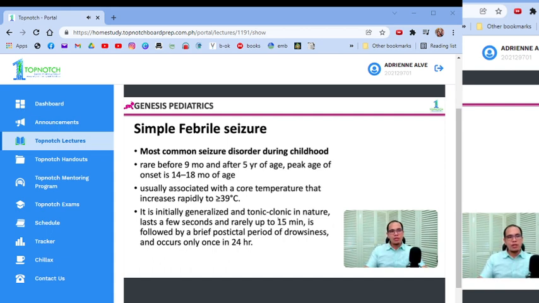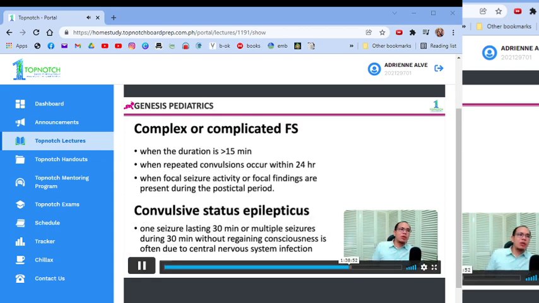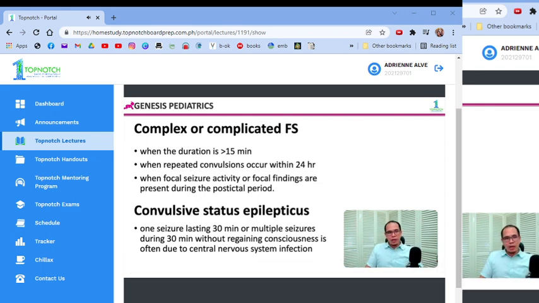And usually, after the seizure, medyo drowsy sila pero nagigising din yung mga yan. And it only occurs once in 24 hours, okay? So, hindi dapat siya uulit-ulit. Pag umulit-ulit siya, then that is already your complex or complicated febrile convulsions, okay? Pag na-fulfill niya, so more than 15 minutes, more than 1 in 24 hours, okay?